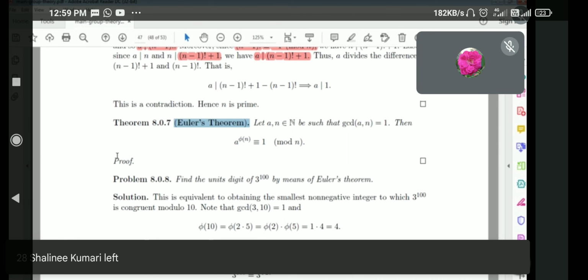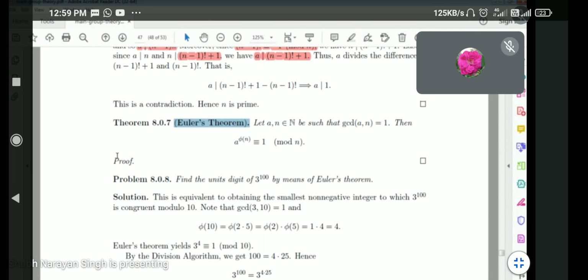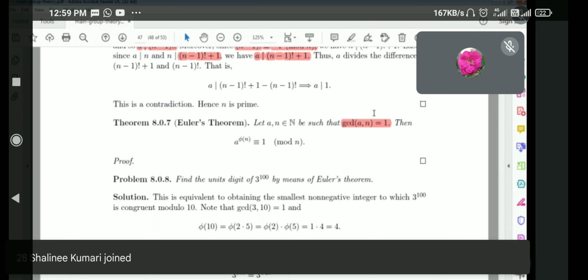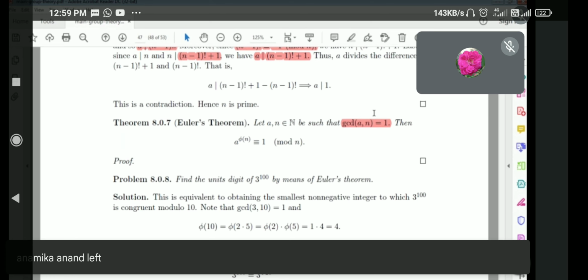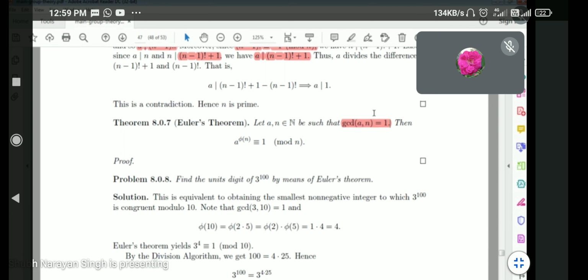So what is this theorem? Euler's theorem. Suppose we have two positive integers a and n with one condition, that the GCD of a and n is equal to 1. Then this result says that a to the power phi of n is congruent to 1 modulo n. That means n divides a to the power phi(n) minus 1. And this result is interesting for this type of question.